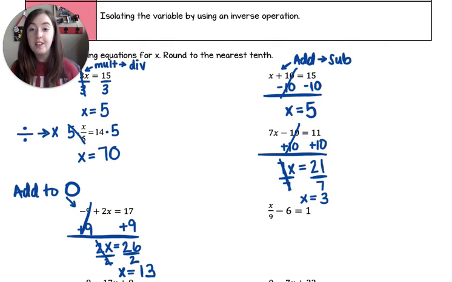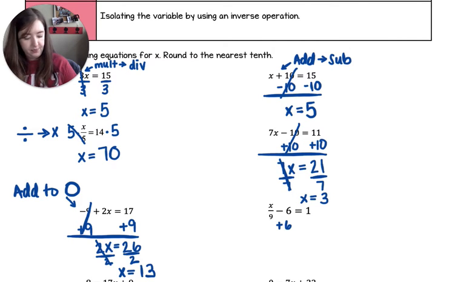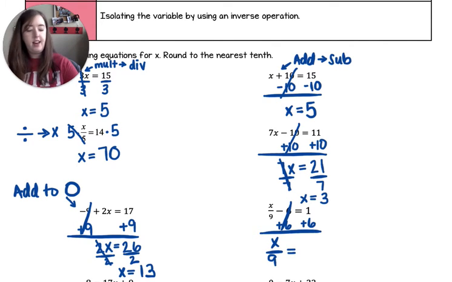What do you think the first step is on our next problem? x over 9 minus 6 equals 1. What's the first thing we should do? All right, so the first thing that we should do is add 6 to both sides. So those 6's will add away to 0. So we're just left with x over 9 equals, and then I have 1 plus 6, which is 7.